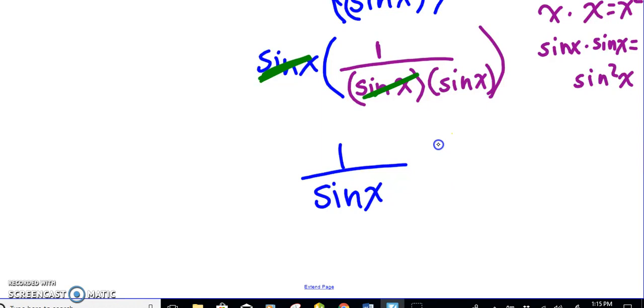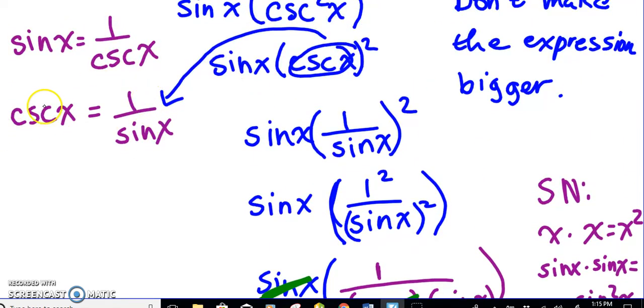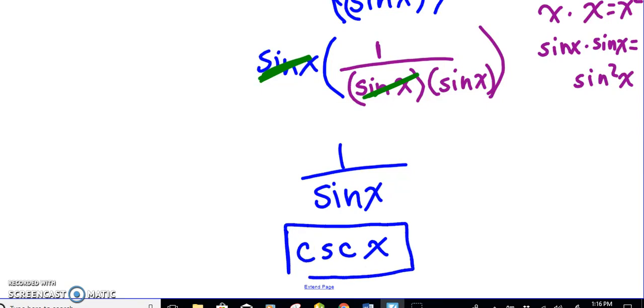Okay, so we can say, oh, we're done, yes. But again, we need to get down to 1 trig function, and this is a fraction, not 1 trig function. So if we go back to what we have right here, 1 over sine x is cosecant x, right? So that's our final answer there, cosecant x, down to 1 trig function.